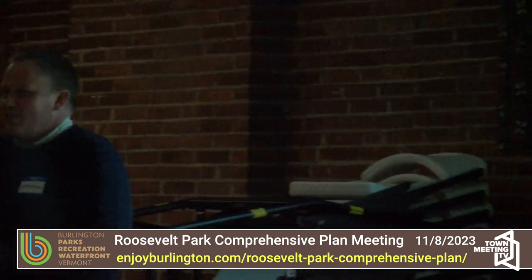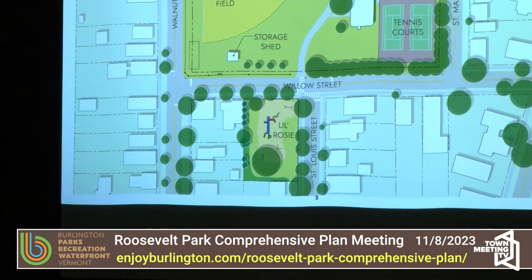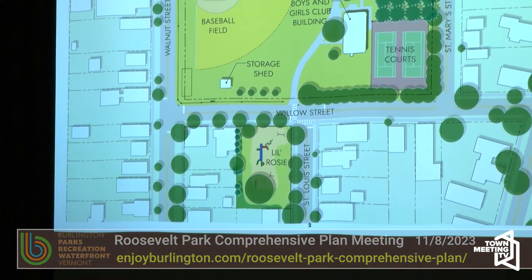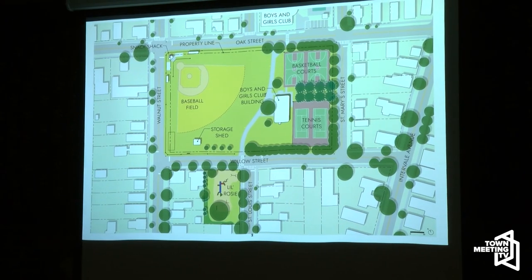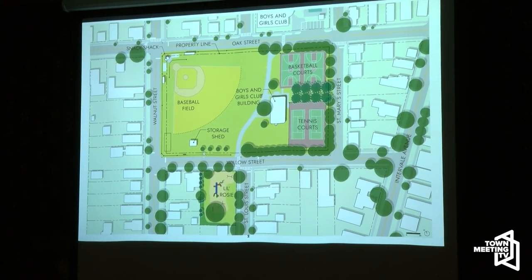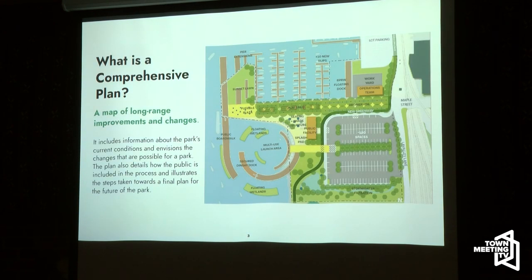So I'm going to just start off with a little introduction. This is Roosevelt Park. If you haven't seen it from the sky before, Oak Street is going along the top. We have the Boys and Girls Club here. This is the main park, about 3.5 acres. And then Lil Rosie, as we call it, across the street where the playground is. So you'll be seeing this drawing again and again. So just for reference, those are your bearings.